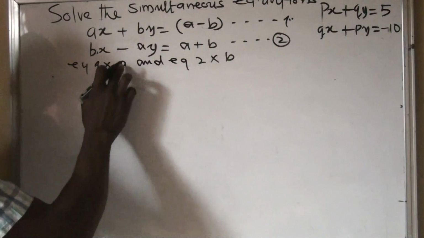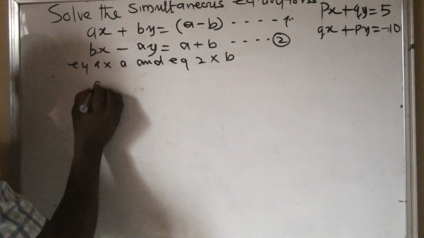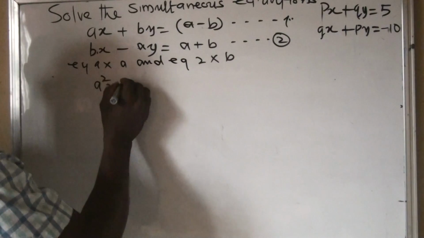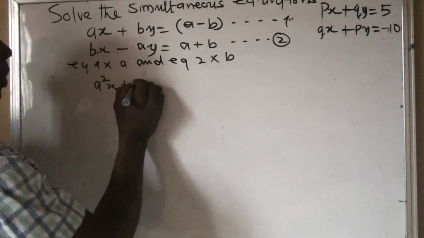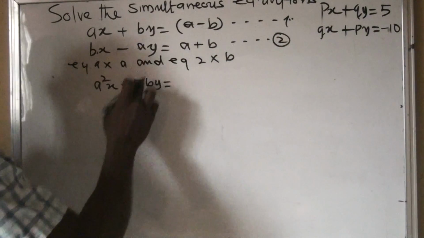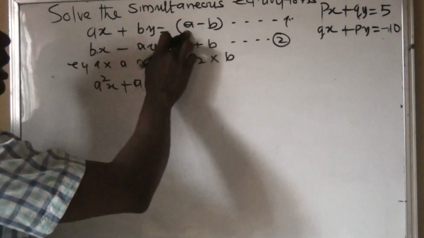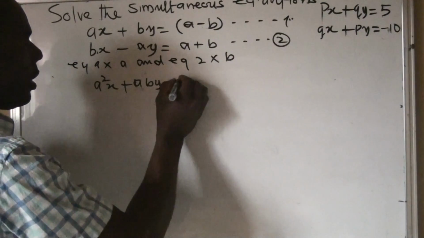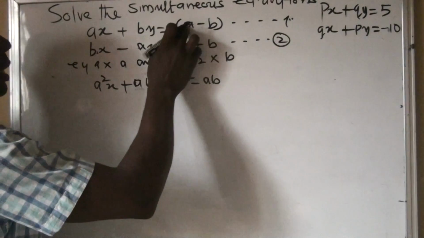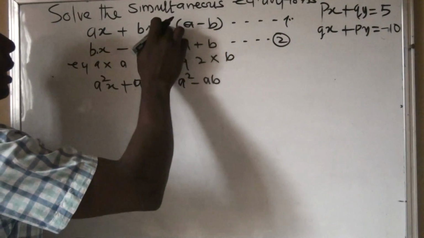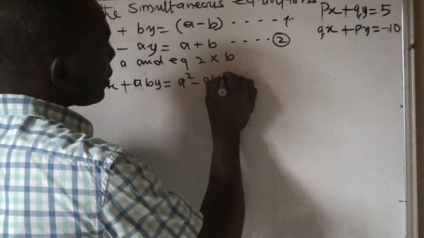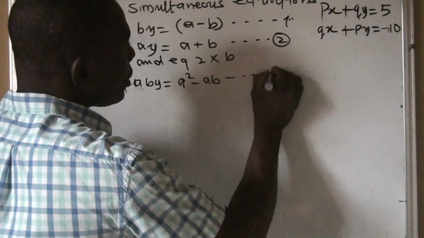Equation 1 times a, so a times a here will give us a square x, then a times by will give us plus aby, and here a times a minus b is going to give us a square minus ab. A times a is a square, then the a will also multiply minus b, giving us minus ab. So this will give us equation 3.